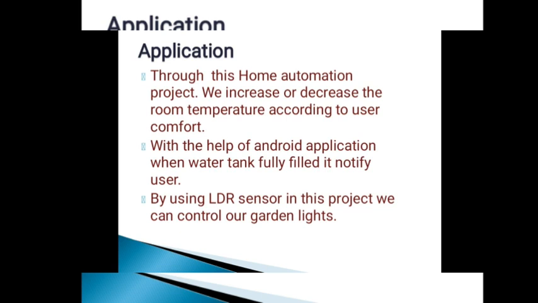By using LDR sensors in this project, we can control our garden lights. As the water fills, there are different colors of lights: green, yellow, red. By the level of the water, one of the lights indicates one of the levels, with the help of the sensors.